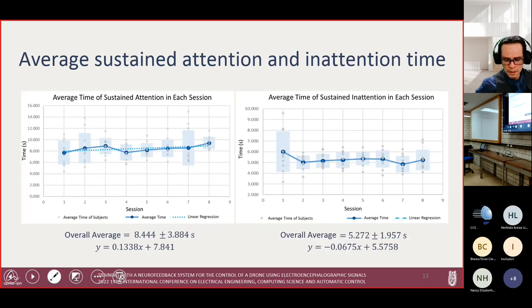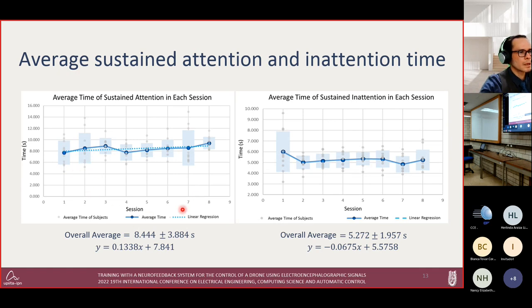For that, we have many results. Firstly, I want to tell you about the average of the attention time or inattention time that we found in our volunteers. In the first session, we can see that the average is more or less 8 seconds of attention, but it could be more or less in all of the volunteers.